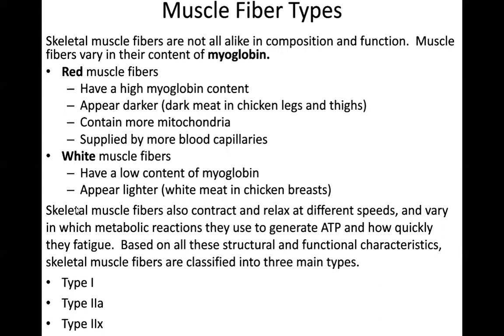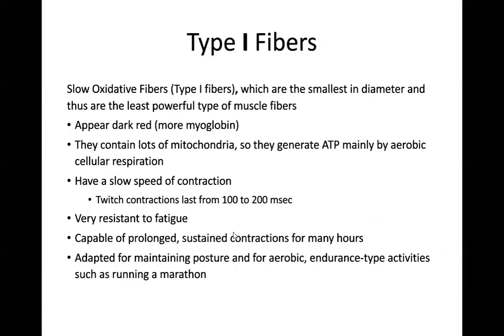There's also ways to describe them and break them down into what we have down at the bottom, type 1, type 2A, and type 2X, which relates to several other factors: how fast they contract and relax, what type of metabolic reactions they use to make ATP, how quickly they fatigue. So those are all factors that we'll be talking about here on the next several slides. Next, I think 3 slides.